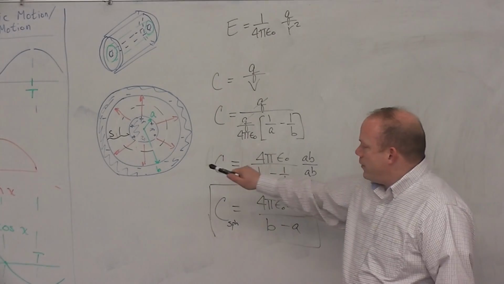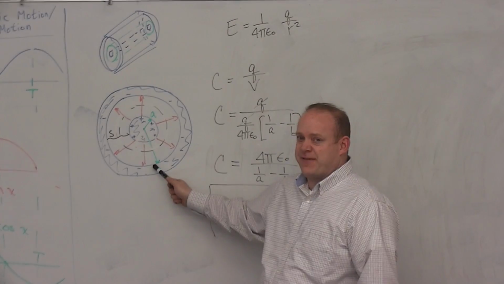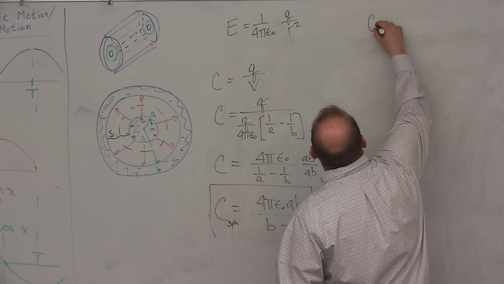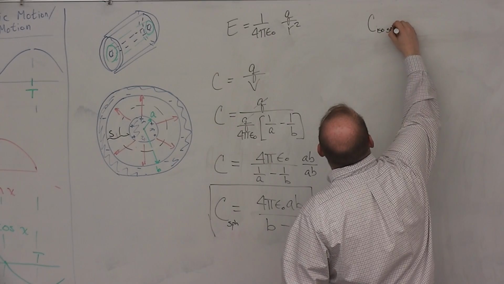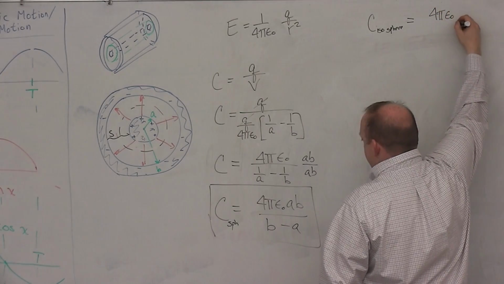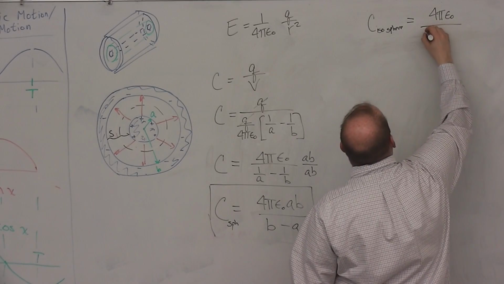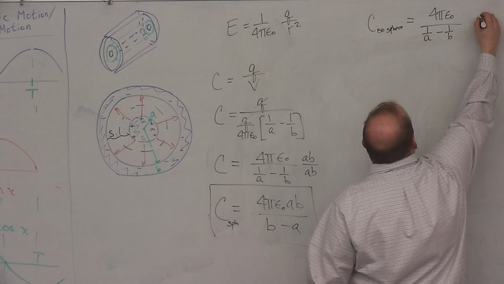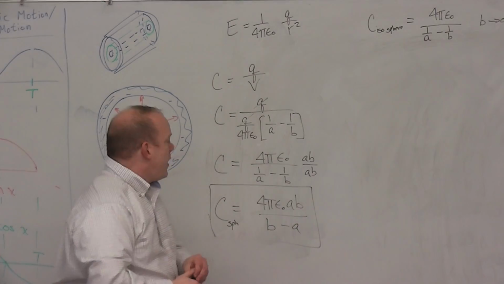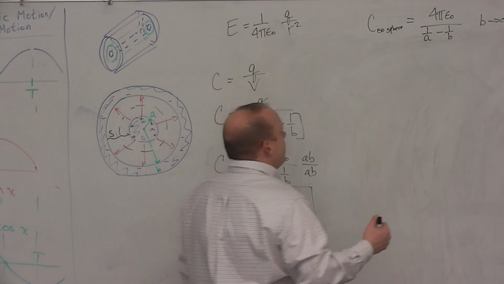Okay, imagine now that this outer part here is really far away, like infinity away. Well, if that's the case, the capacitance of an isolated sphere, I'll call it C_isosphere, is going to equal, it's still 4 pi epsilon naught, I'm going to do the way that it is right here, 4 pi epsilon naught, 1 over A minus 1 over B. And this is going to be as B approaches infinity. So this outer shell around it doesn't exist anymore. It's just this charged sphere.